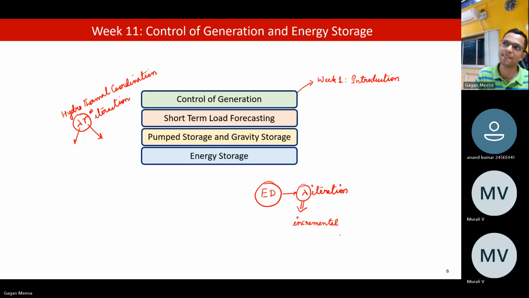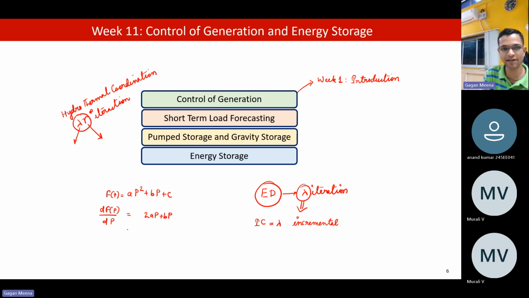Incremental fuel cost. That is the cost characteristics. For the optimal solution, lambda will be equal to IC, the incremental cost. But what is lambda? This is the solution of the optimization problem, and because the cost characteristic is aP² + bP + c, the incremental cost, which is the differentiation, will be 2aP + b.